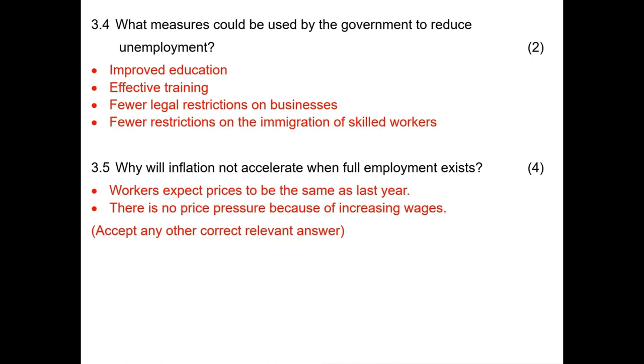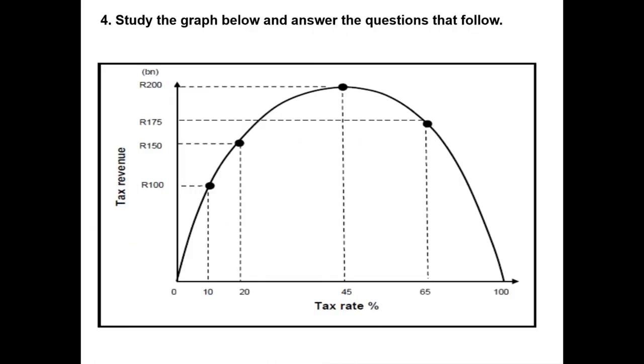Question four. Actually, almost all of them worked it. Nice. So question four, again, we are given a graph, and we have to study the graph and answer the questions that follow. On this graph, we can see that we have tax revenue, or tax income, on the one axis in billions.